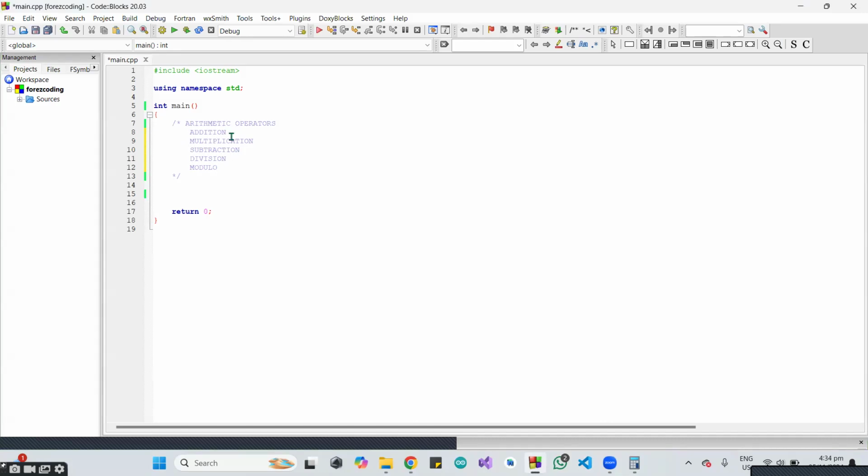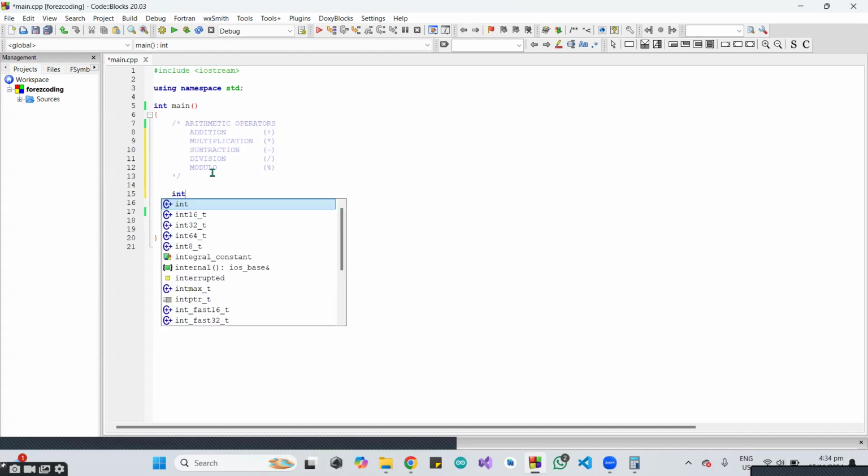For the addition, we are going to use the plus sign obviously, and for the multiplication, we're going to use the asterisk sign, and for the subtraction, we're going to use the negative sign, and for the division, we're going to use the forward slash sign, and for the modulo, we are going to use the percentage sign. All right, so let's stop this one to make it visible to read. So those are the arithmetic operators that we are going to talk about in this lesson.